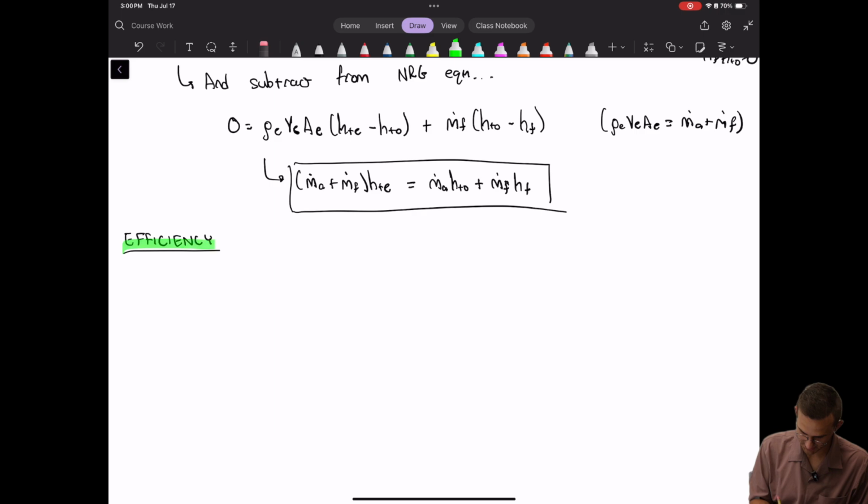And this is more of a section in its own right. First up is overall efficiency.